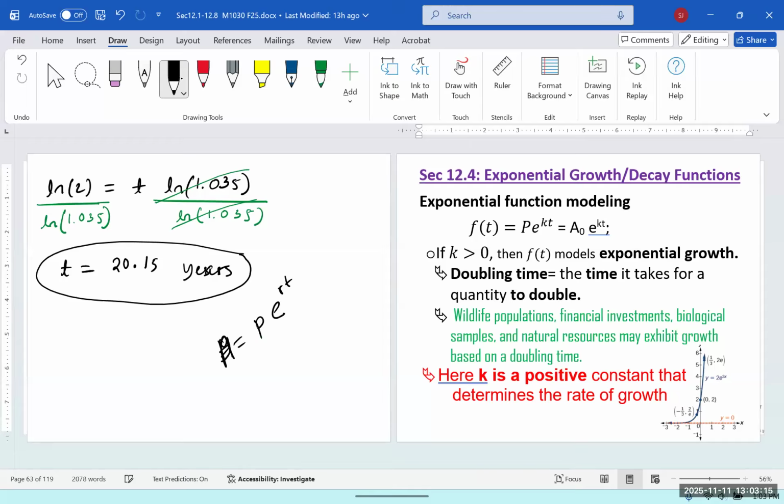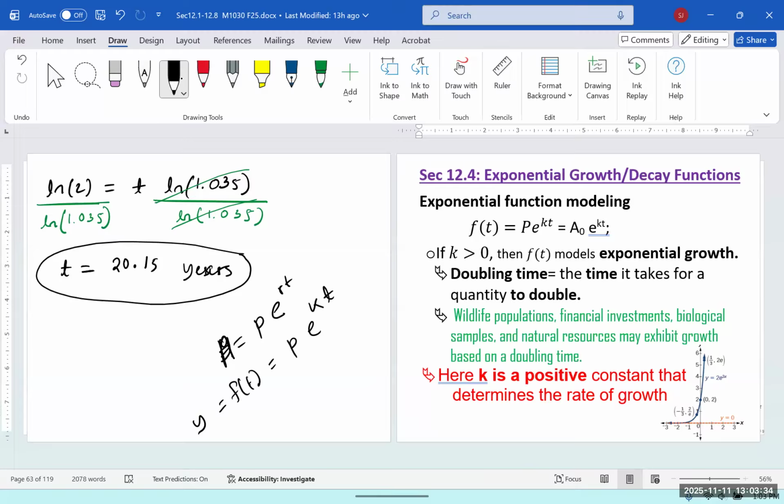Now for growth or decay, it's the same thing, but we use f of t, which is like y equals P e to the constant rate k and then time t. Same thing, just there's a different variable, so they didn't get confused with money.